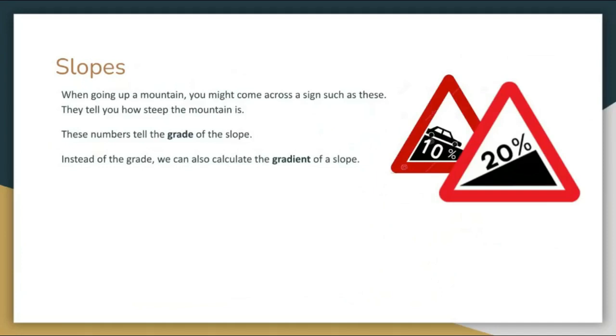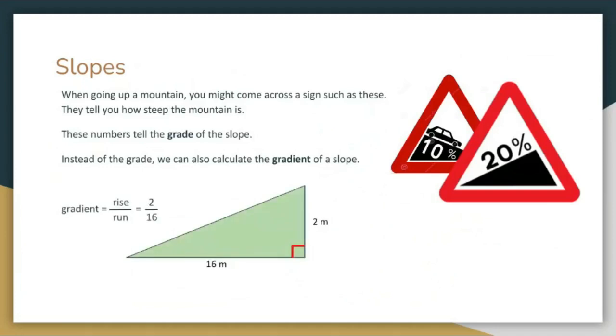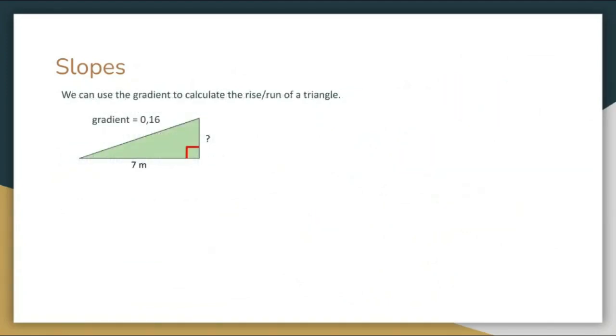The gradient can be calculated by dividing the vertical line by the horizontal line. In math, we call this rise over run. So for this triangle, we do 2 divided by 16, which is equal to 0.125. And that gives us a grade of 12.5%. As calculating a gradient is super easy, let's skip that one and continue on with the next part. Using the gradient to calculate the rise or run of a triangle.